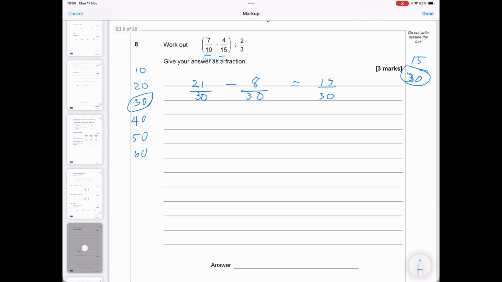So we've done the first bit. The next thing would be 13 over 30 divided by 2/3. And then we're going to do keep, flip, change. So we get 13 over 30 times 3 over 2, which is 39 over 60. And that's your answer.